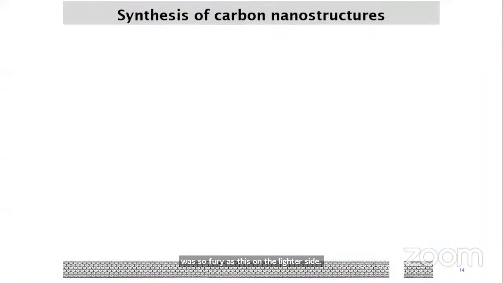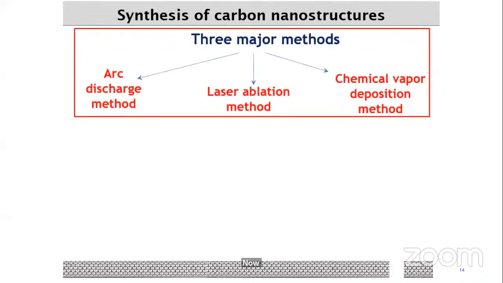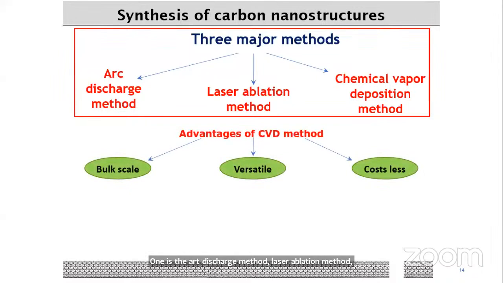Now the synthesis of carbon nanostructures. There are three different major methods. One is the arc discharge method, the laser ablation method, and the chemical vapor deposition method. Out of these, the CVD method is the best one. Why is it best? Because you can prepare the material on a bulk scale, it's versatile, and it's highly economical compared to the laser and arc discharge methods.